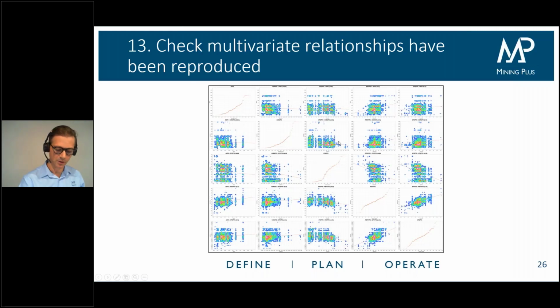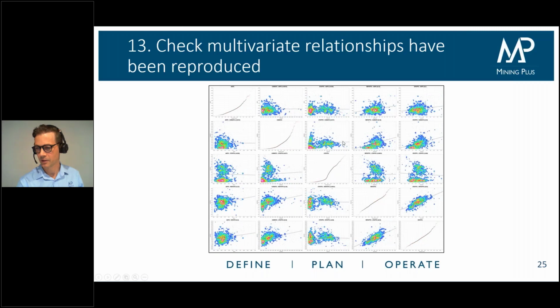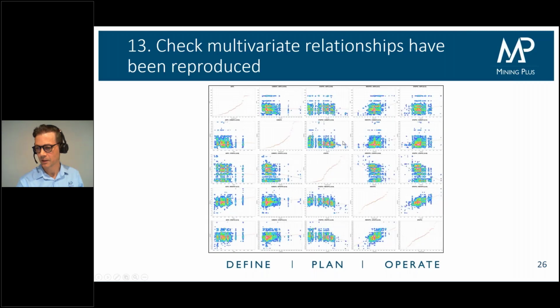I'll just switch between the two so we can see the differences. So that's the input data, simulation output.